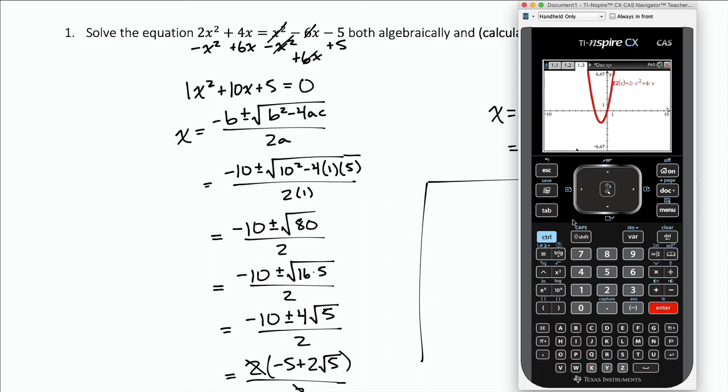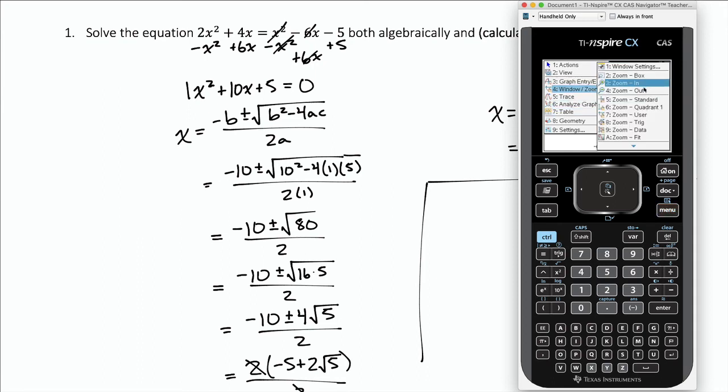So to enter another graph, we're going to hit tab. Put in another function here. We get x squared minus 6x minus 5. Hit enter. Okay, and then we see another graph. Now, here you'll see one place where they intersect, but apparently there's two because we found two solutions with our other two methods. So we're going to zoom out here.